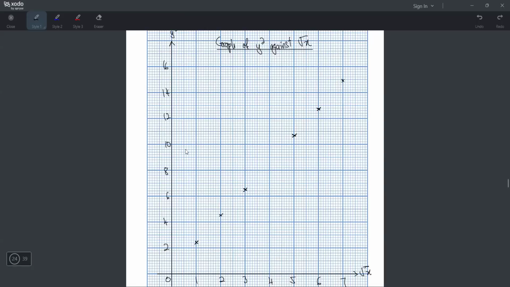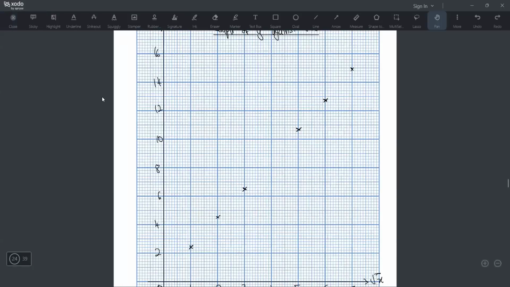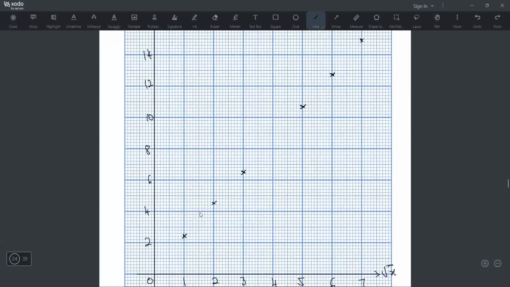Okay, I'm done with all the points. Now it's time to draw the line of best fit. So you will take out your ruler and then start joining the points. But when you join, you want your straight line to touch the most points. You want your straight line to join the most points, and also the points that it does not touch, try to make it balance.